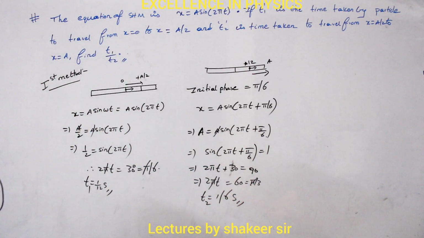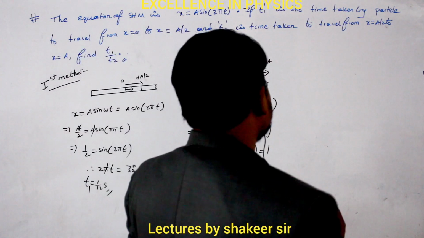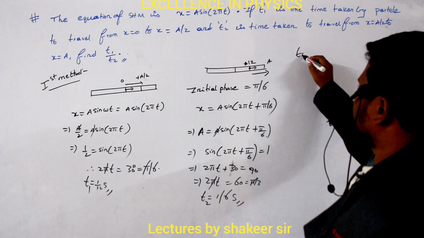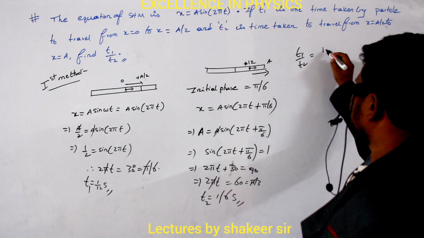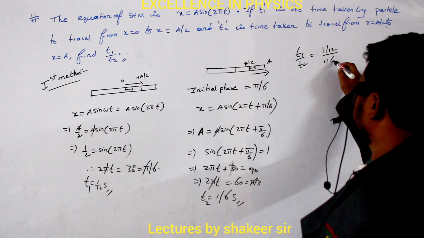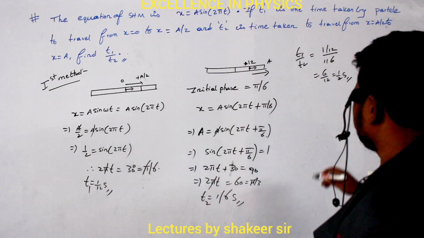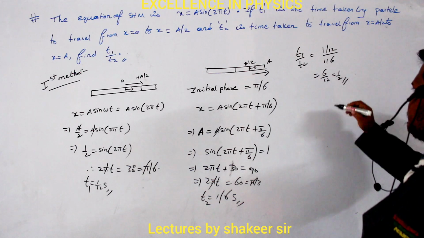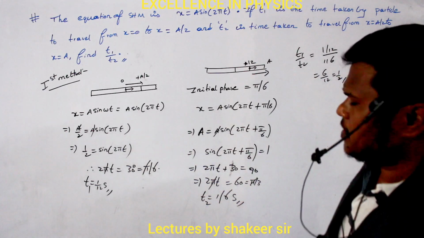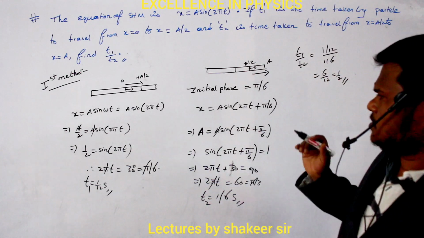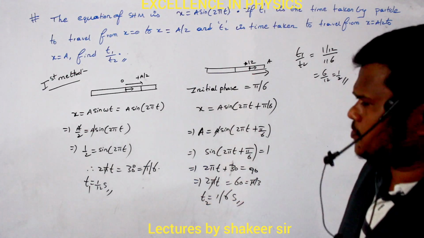Now he is asking the ratio of t1 divided by t2. So the ratio of t1 by t2 can be written like this: 1 by 12 divided by 1 by 6. So 6 by 12 is equal to 1 by 2. Sorry, not seconds, it is a ratio. The ratio t1 by t2 is 1 by 2. Clear? So this is the first method of doing this problem.